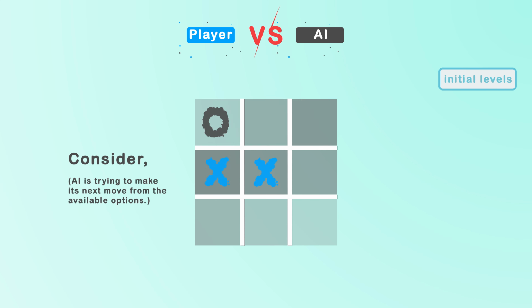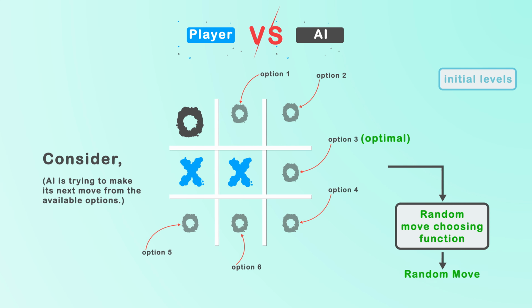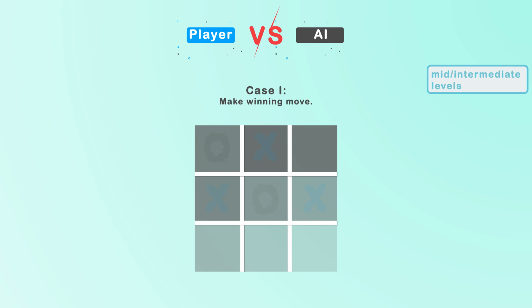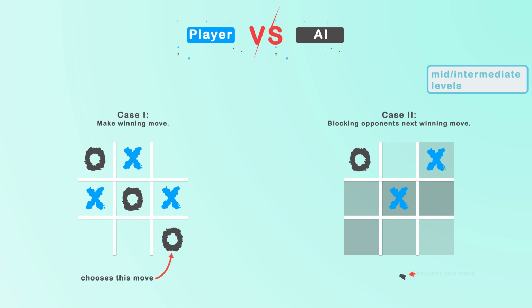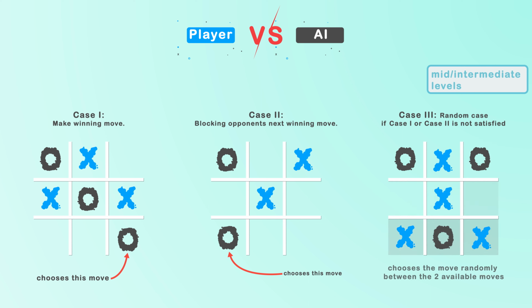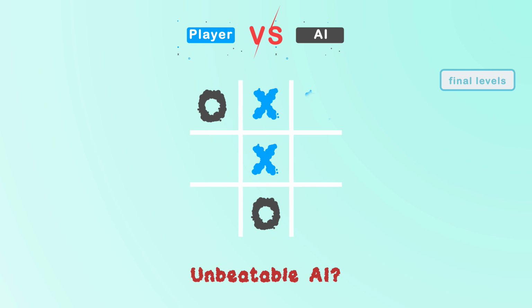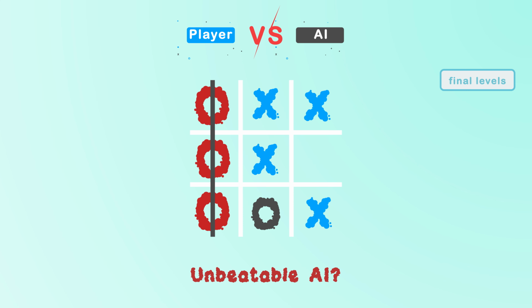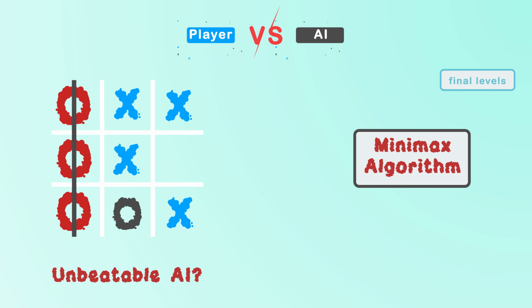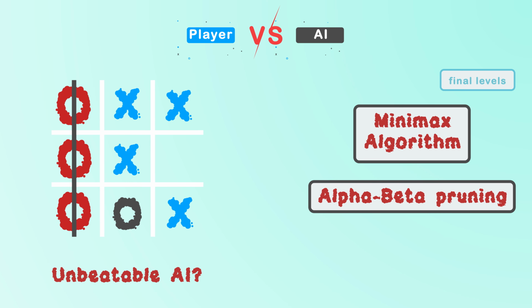The initial levels will be easier with AI choosing random moves. The intermediate levels will become slightly competitive when AI attempts to make moves logically. In the final levels, AI will be smart enough to always win or at least draw the game, which we will achieve by using the Minimax algorithm with alpha-beta pruning.